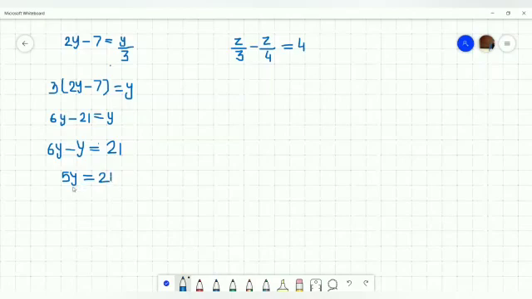Now again, as we have done, we have to isolate this variable y. We just want y on the left hand side. So we have to shift this 5 on the right hand side, so that we'll get the value of y. So we'll write 21 upon 5 because this 5 is in the multiplication on the left hand side. So this is the value of y, or we can say this is the solution for the given equation.